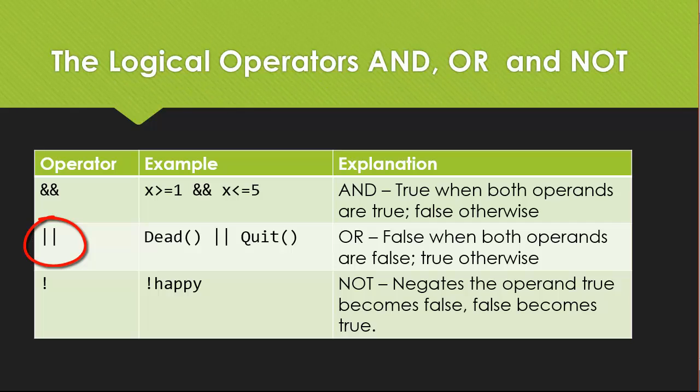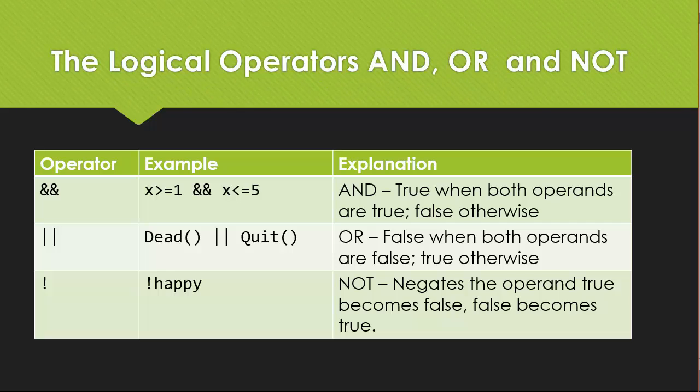The two vertical bars that you see underneath the two ampersands represent logical OR in Java. The logical OR test is false when both operands are false, otherwise it's true. So only one of the operands needs to be true for the whole condition to be true. So in this example, I'm testing two methods that return Boolean values, dead or quit.